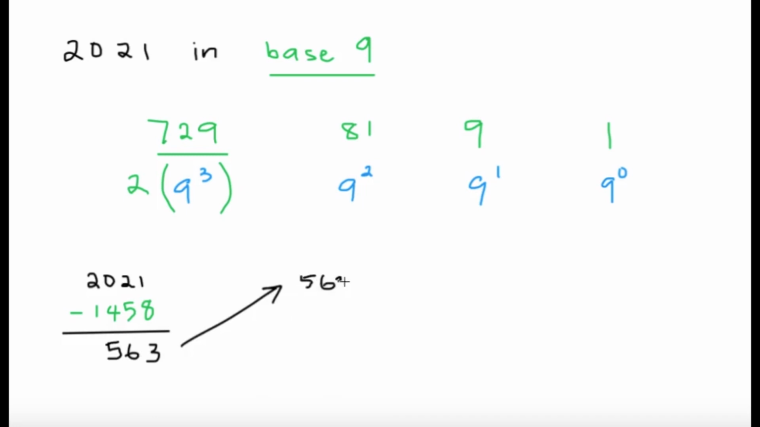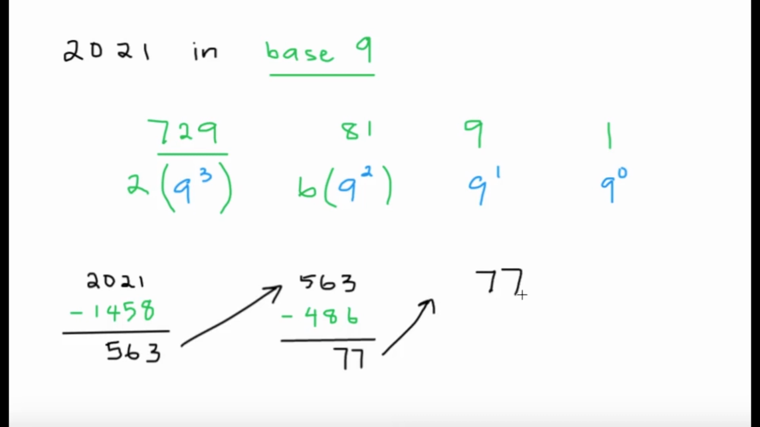With 563, we ask ourselves, how many times can we subtract 81? Or what's the floor of 563 divided by 81? I can do it 6 times. So I'm going to subtract 81 times 6, which is 486. Since I can subtract 6 times, that's 6 times 9 squared. We then have 77 remaining, the next number I'm going to use.